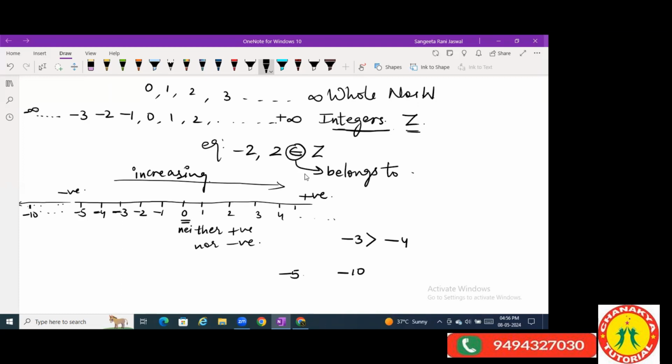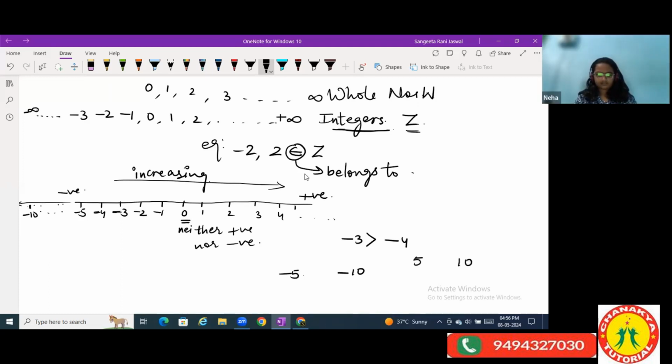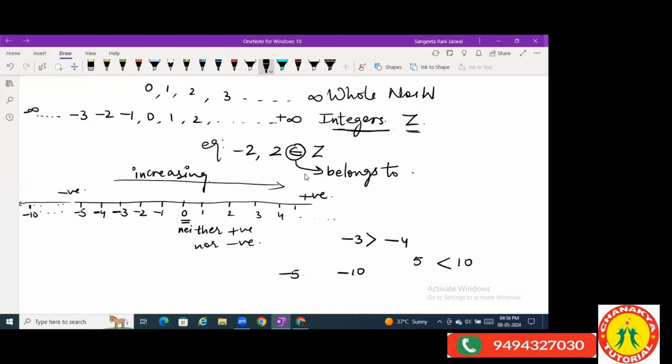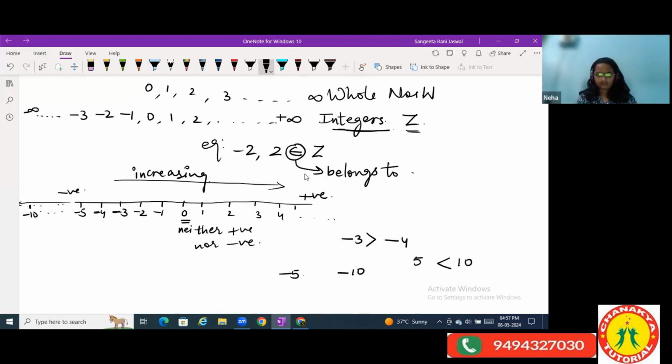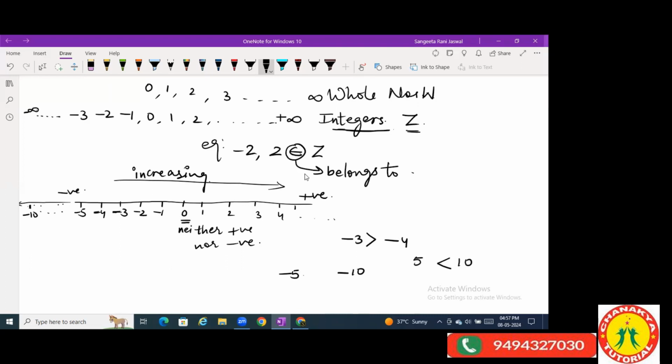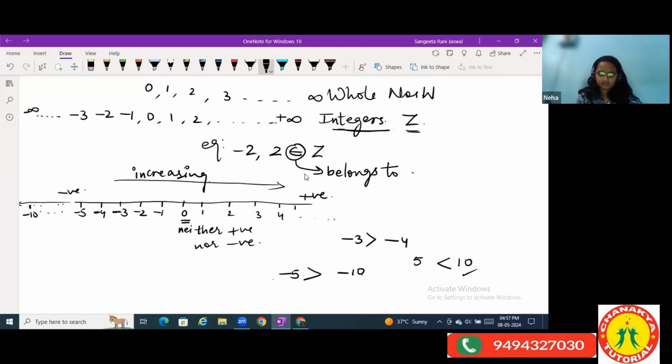But if I write positive numbers, then 5 and 10, 10 is greater. Are you understanding? If the numbers are positive, then 10 is greater. But if the numbers are negative, then minus 5 is greater.